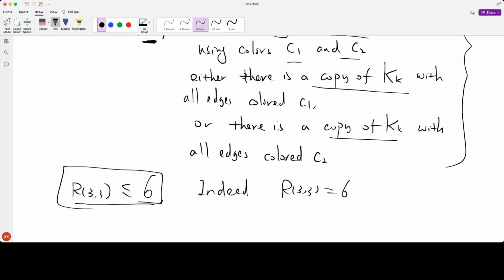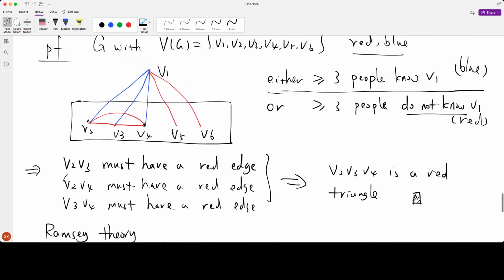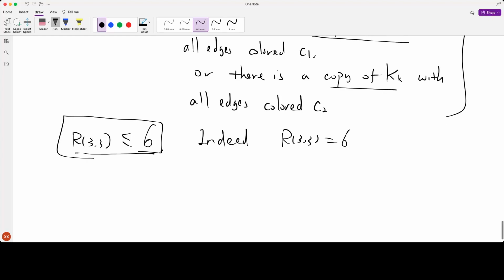To prove that it is also greater or equal than 6, you have to actually give an example of a coloring using 5 vertices such that there is no blue triangle and no red triangle. So you find an example to get the lower bound, and make some arguments, some analysis, some logic to give the upper bound. In the end, you prove what R(3,3) is.